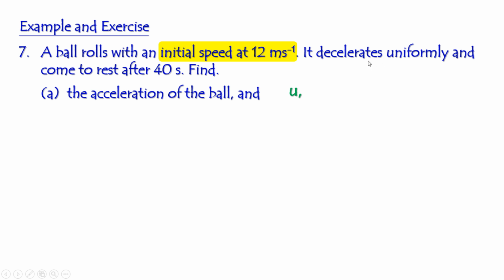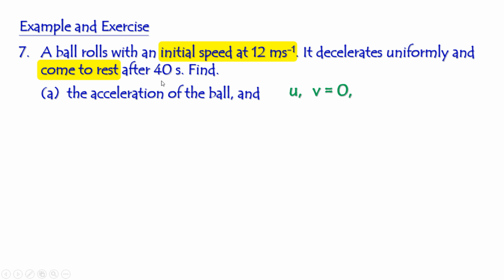What is meant by decelerate? That means the opposite of accelerate. Decelerate means the object slows down uniformly and comes to rest. What is meant by come to rest? That means the ball decelerates, slows down, and finally becomes at rest. So you know what the final speed of the ball is? It should be equal to 0. Okay, so don't forget to write down this value.